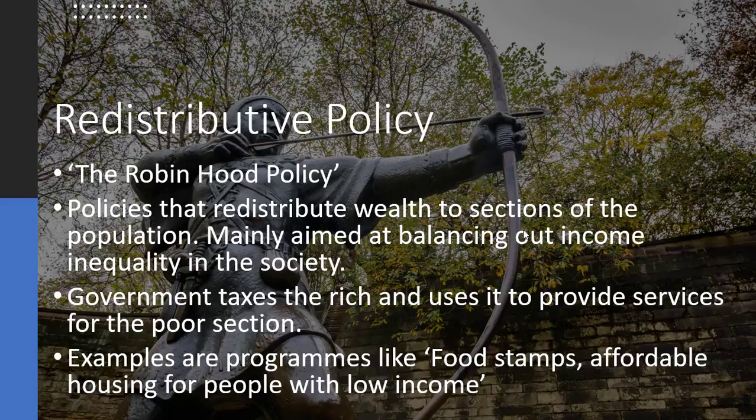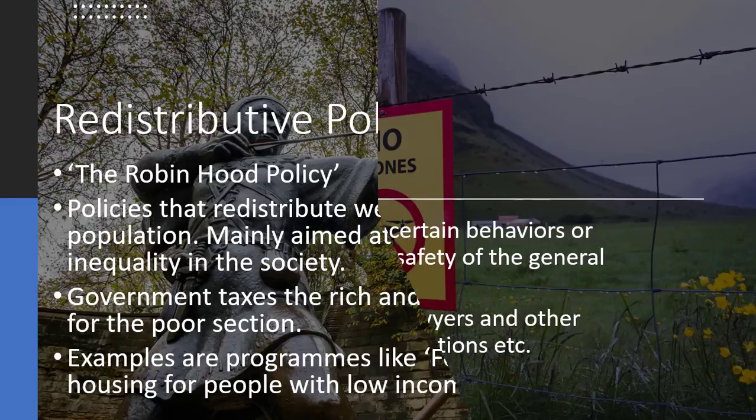To balance the income inequality, what the government will do is tax the rich, and then use this money to provide poverty-alleviating programs for those who are poor. So you would see something like food stamps, such as in the US, or affordable housing and other forms of social services for those who are poor.